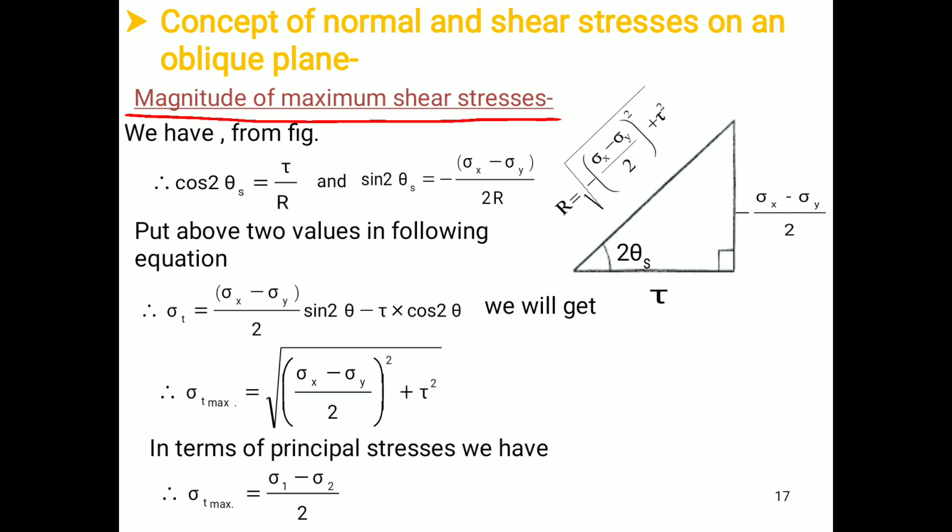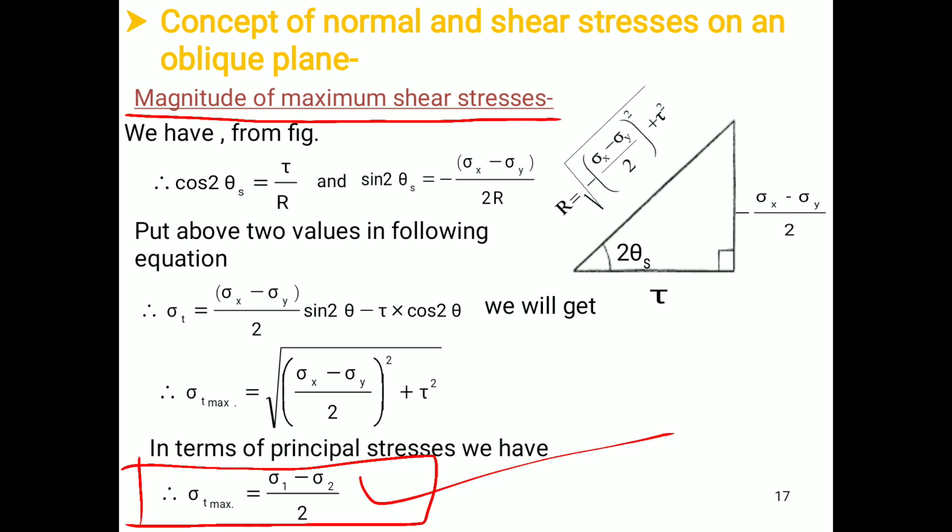So in this manner we have expressed sigma t maximum in terms of sigma x, sigma y and tau. If you have to find the value of maximum shear stress in terms of principal stresses, we have the equation sigma t maximum equal to sigma 1 minus sigma 2 by 2. Remember that we have already found the magnitudes of sigma 1 and sigma 2, and those values we are going to use to find the value of sigma t maximum.